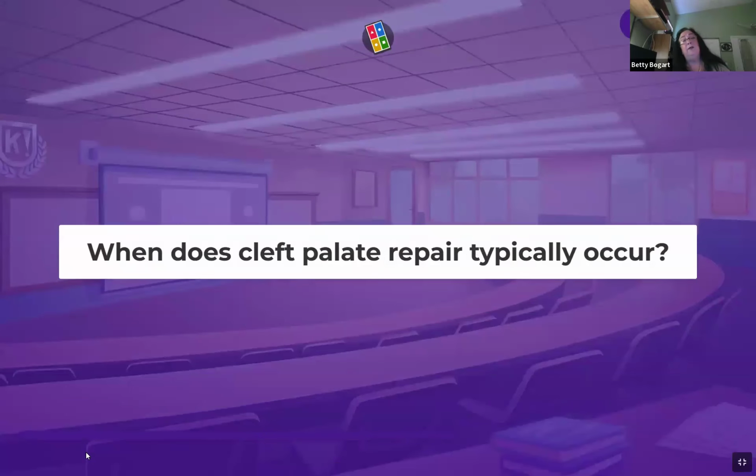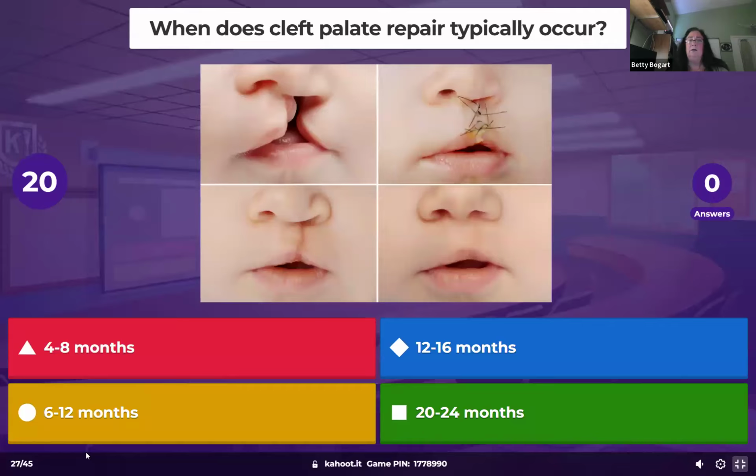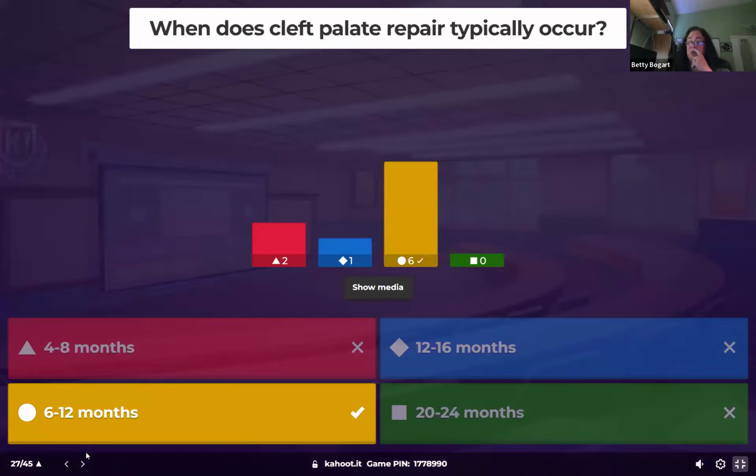When does a cleft palate repair typically occur? So we did the lip at 2 to 3 months. When are we going to do the palate? What is affected if the palate's not repaired? Speech. So then, when are you going to do it? At 6 to 12 months, before they start talking, because they're going to have issues with speech no matter what with that palate.